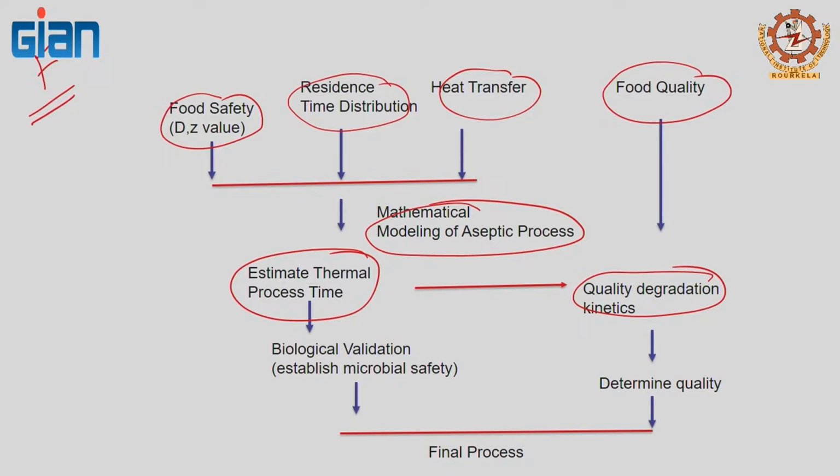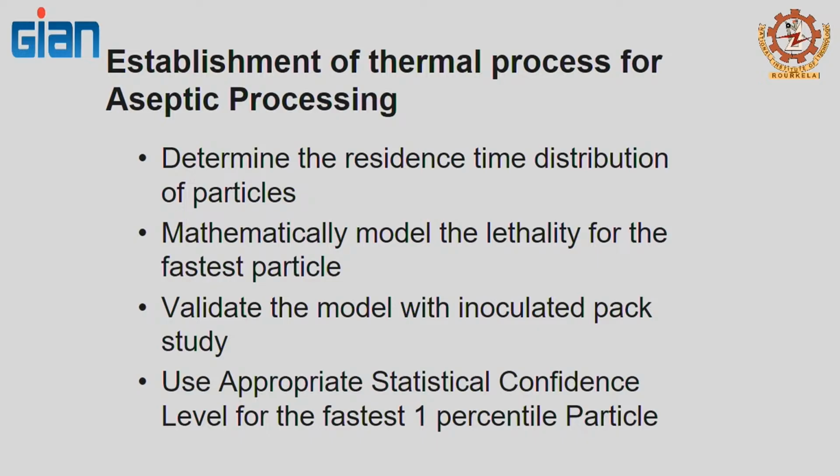So, let us say you achieve 8 log reduction during certain process conditions, then you have to demonstrate whether or not you are able to achieve that desired log reduction using the biological indicator organisms. So, for the thermal process conditions, first you need to look at the residence time, model lethality, and then we modeled it with the inoculated pack study, and then you have to use the statistical confidence level for the fastest 1% particle.